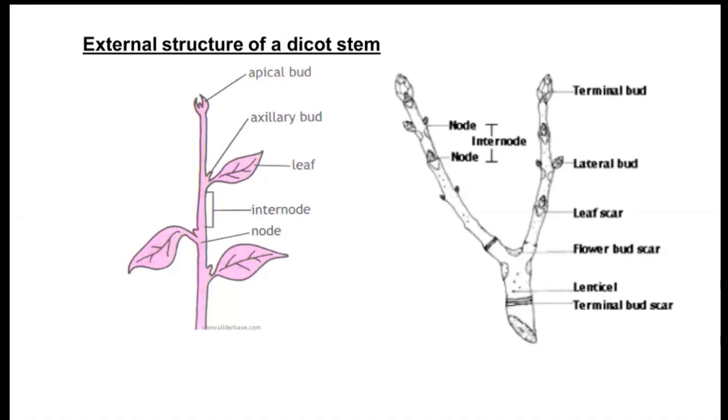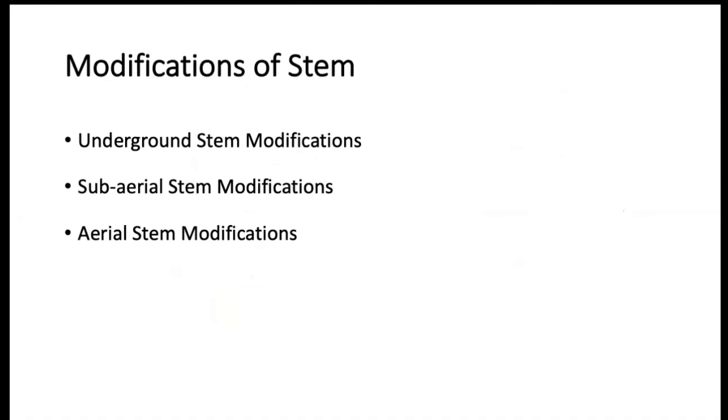Okay, so let's go to the next part. The modifications of stem. Stem can be modified in the air, can be modified on the surface of the soil, and sometimes it goes below the ground.